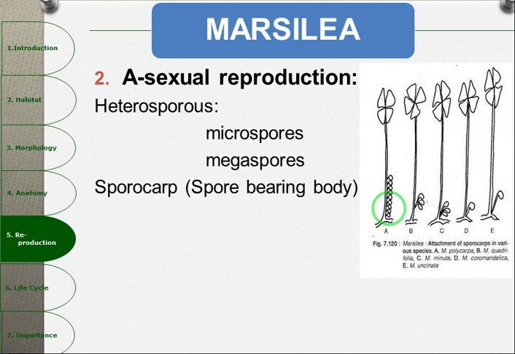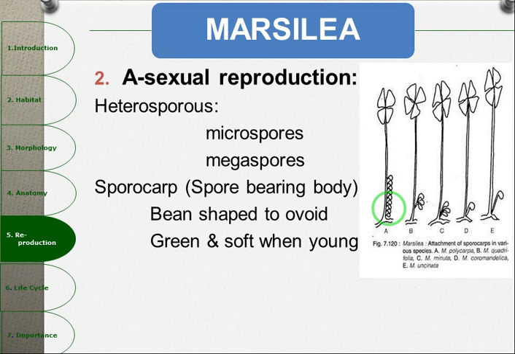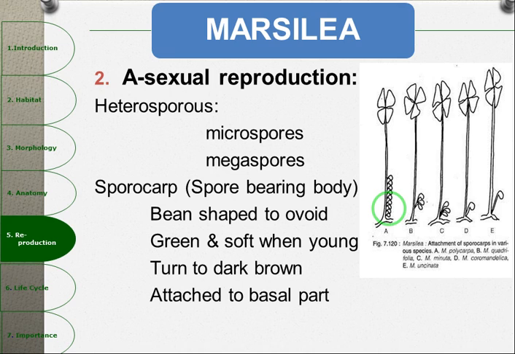These sporocarps are spore-bearing bodies, and these are bean shaped or ovoid shaped or circular, and green. When they are young, they are very soft, and they turn hard and dark brown on maturity, and these are attached to the basal part as I have discussed earlier.